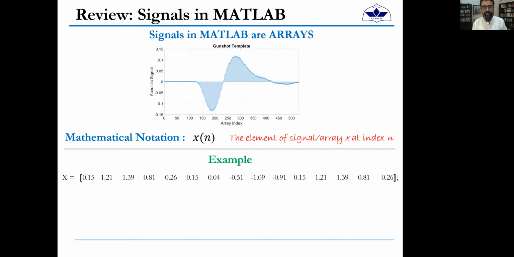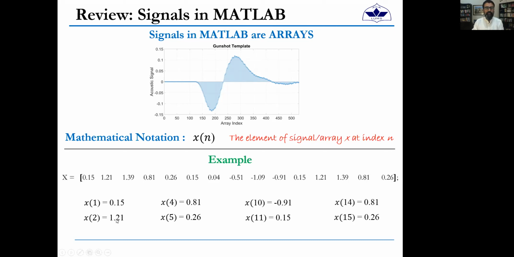Just as an example, this is some vector x as a toy example here. The first element is 0.15, so I would say x of 1 is 0.15, x of 2 is 1.21, x of 4 is 0.81, x of 5 is 0.26, and so on and so forth. So this really is the index.